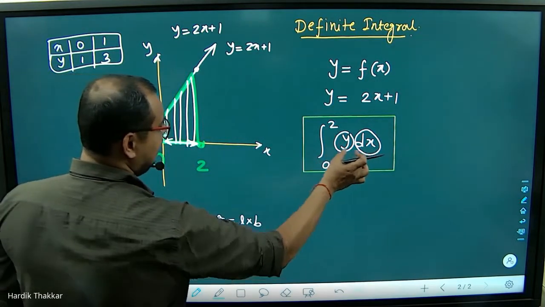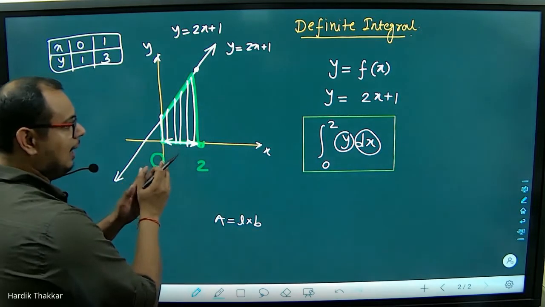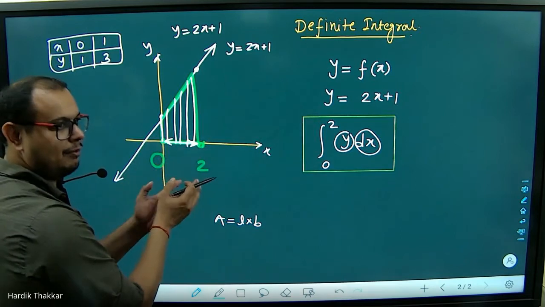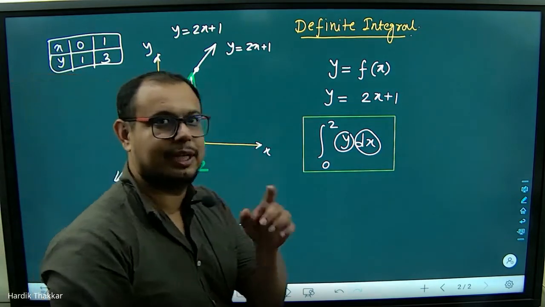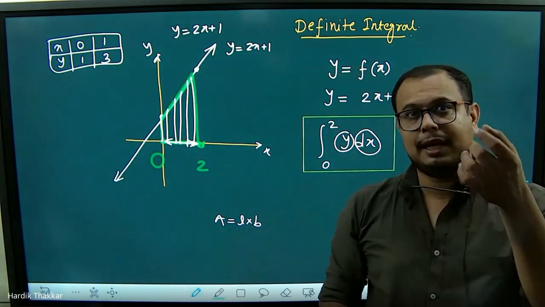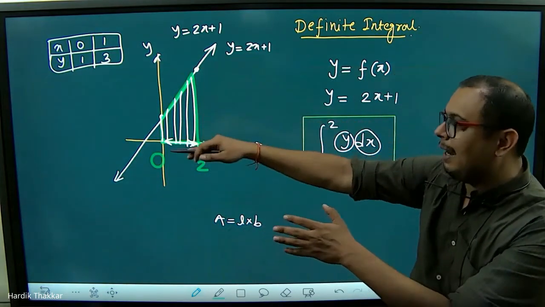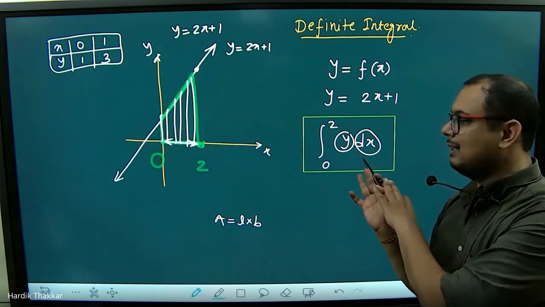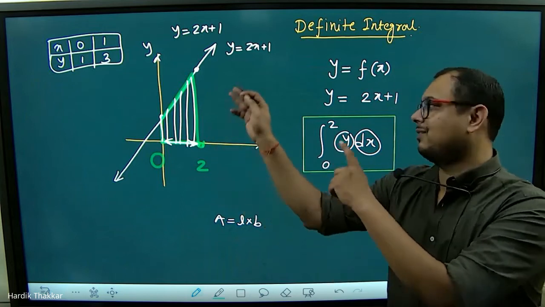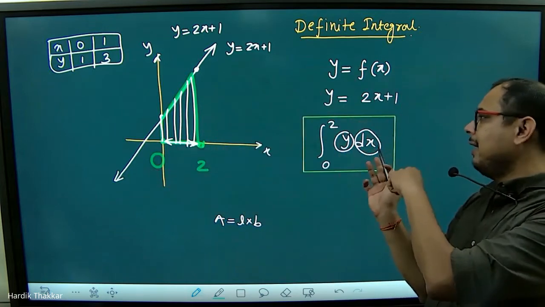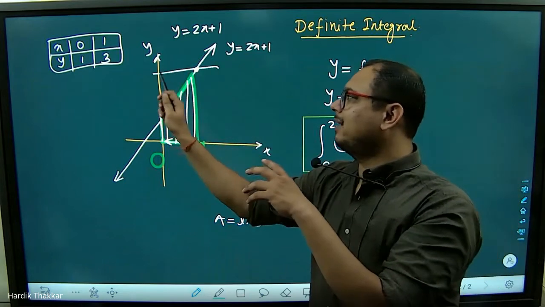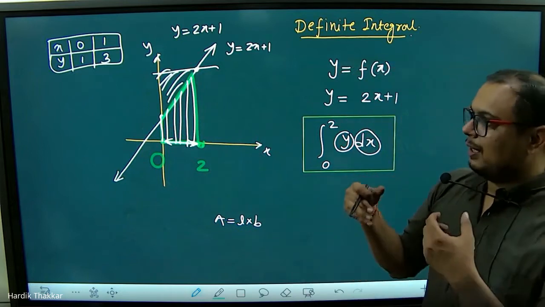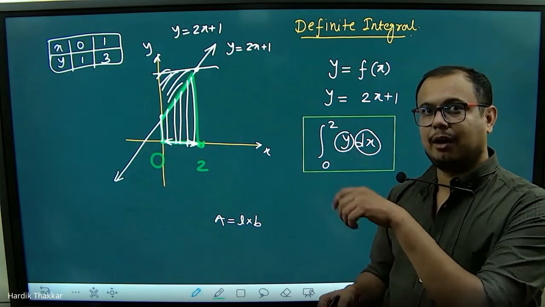So this y into dx will give you the area, and area from which interval to which interval? From 0 to 2. So this is what it will give you, an area, correct. So a definite integral will give you the area under the curve and any axis like x-axis or y-axis. Right now we are integrating with respect to x, so it will give you the area bounded by the x-axis and that curve. If we are integrating with respect to y, then we might get the area bounded by the y-axis and that curve, correct. So this is what a definite integral is, and this is how it is useful.